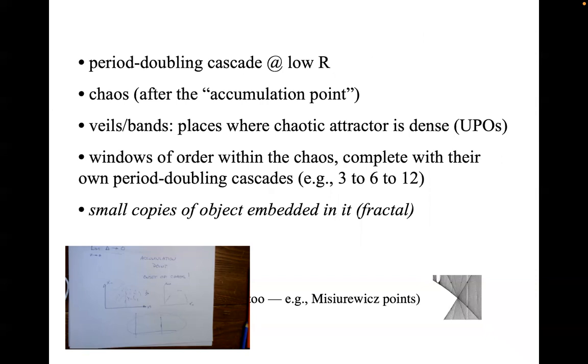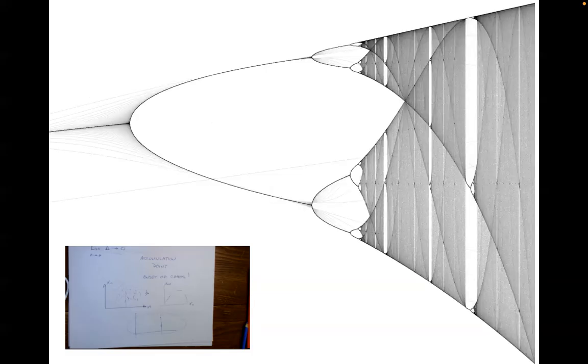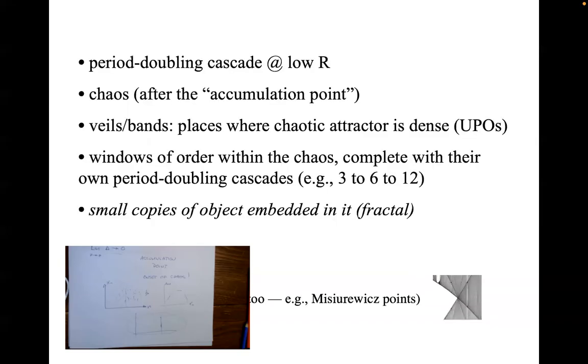Then, after a certain point, when you raise R enough so that the width of these little pitchforks gets to be 0, you have the accumulation point. And after that, you get this chaotic fuzz. I'm using the word fuzz colloquially. It's not random fuzz, it's structured fuzz. That's what's cool. So we get chaos, which looks like fuzz.